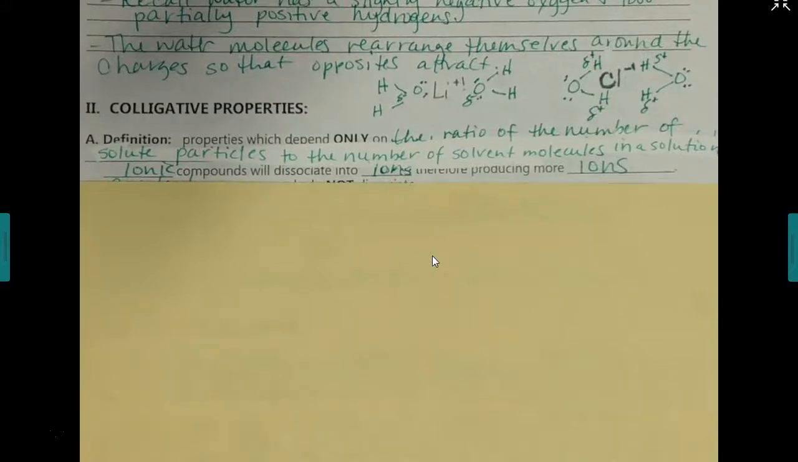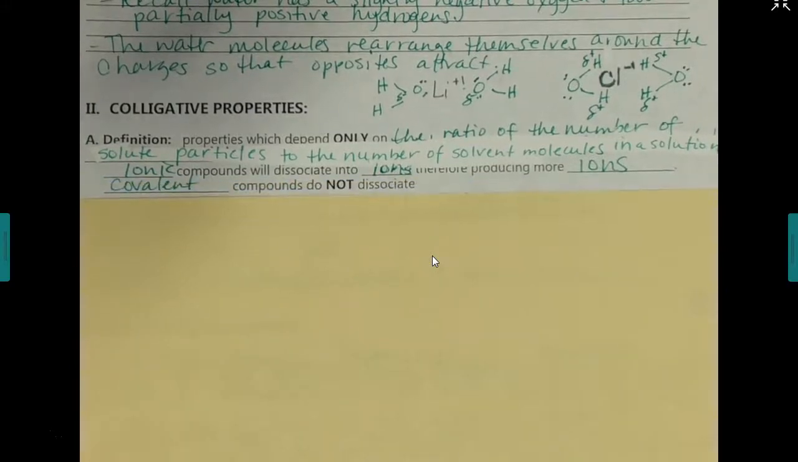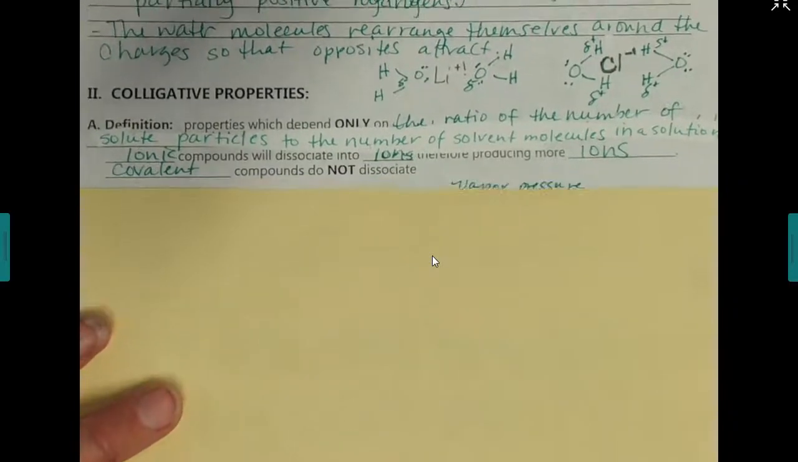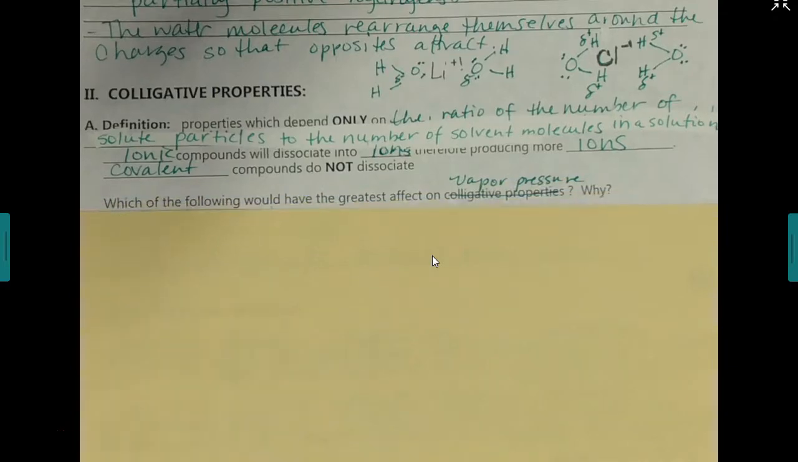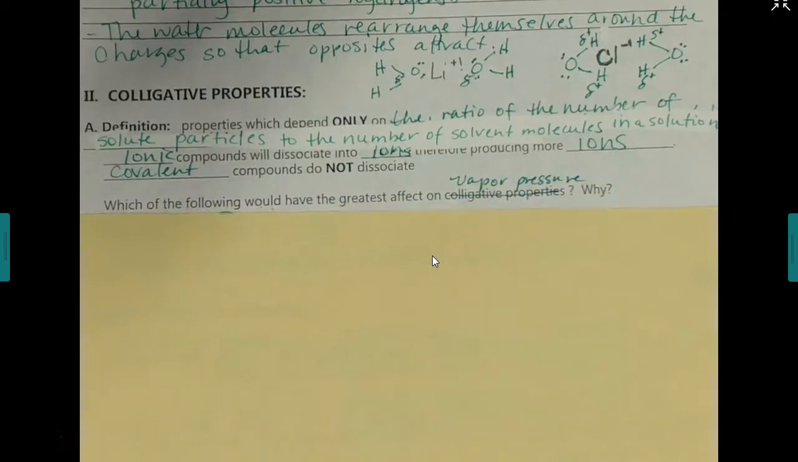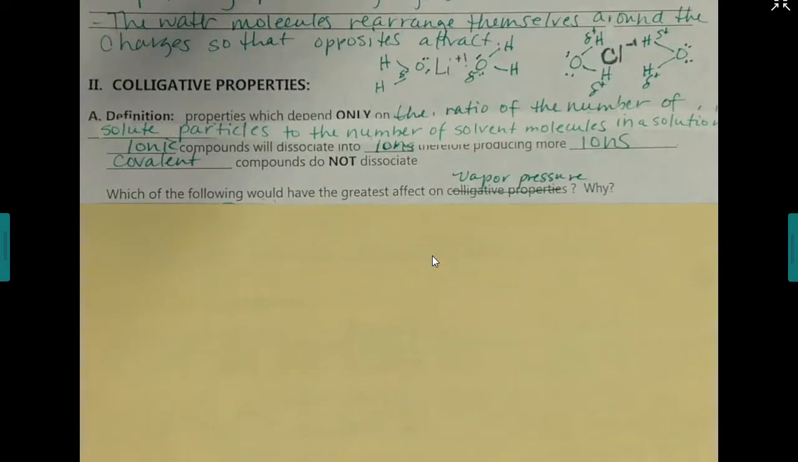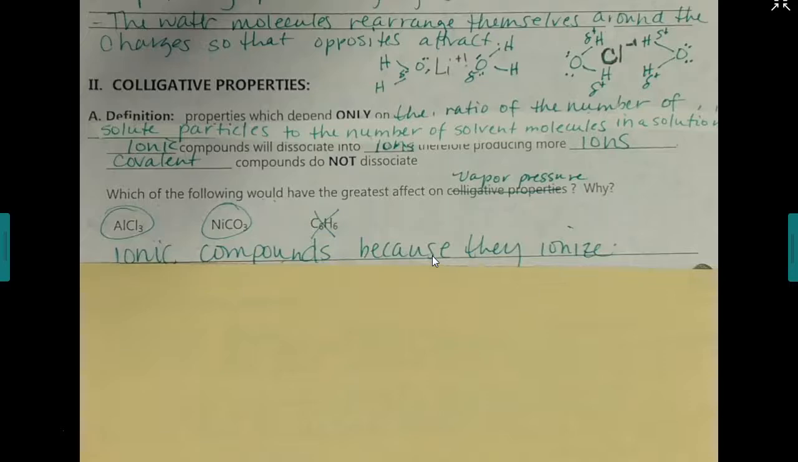Ionic compounds will dissociate into ions, therefore producing more ions. Covalent compounds do not dissociate, so we're not concerned about covalent compounds when we talk about colligative properties, because the more ions there are, the higher the number ratio, and then the properties will change. So which of the following would have the greatest effect on colligative properties, such as vapor pressure? Let's leave it at colligative properties.